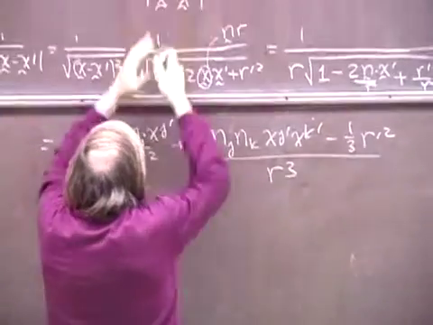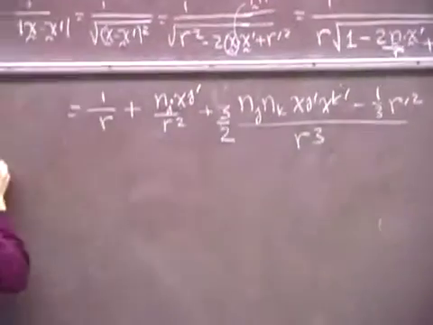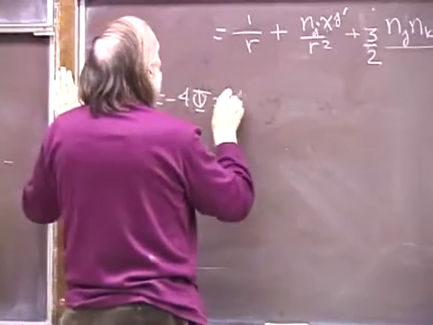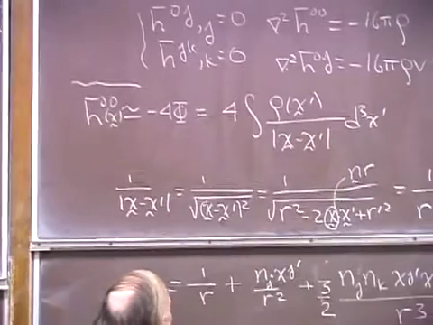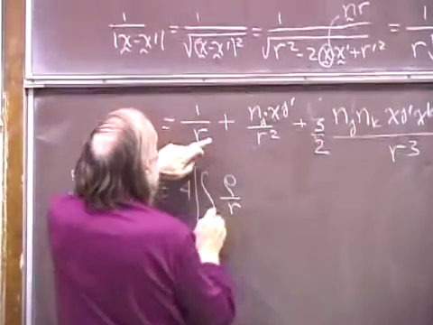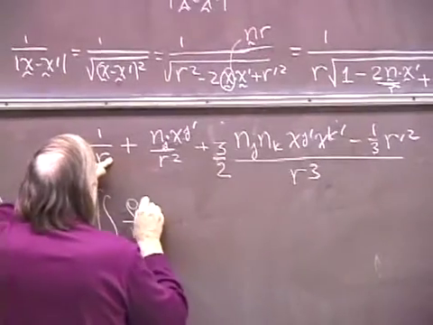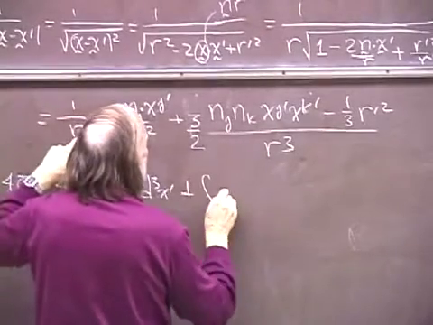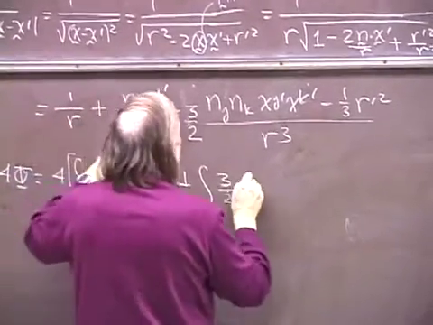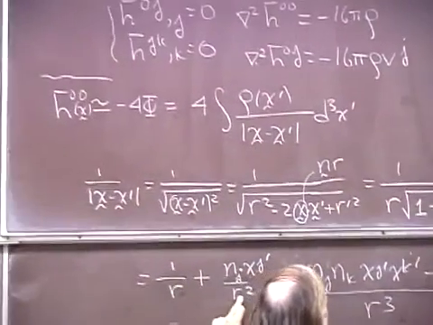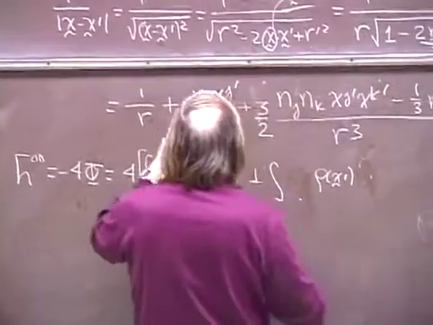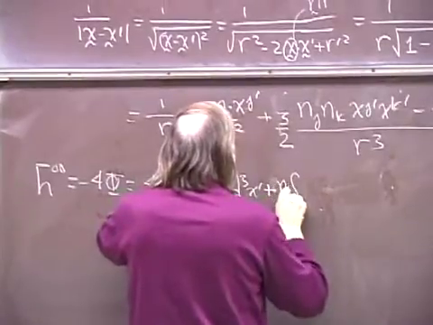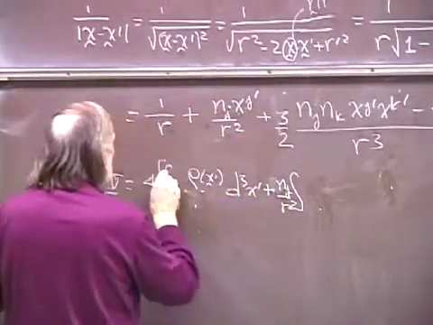Okay, all I have to do now is feed that back into this integral, and I have h bar 0 0, which is minus 4 phi, is equal to 4 times the integral of rho over r, that's this first term, rho at x prime over r, d3x prime, plus the second term, and let me put the n_j over r squared out in front. Let me put this 1 over r out in front.